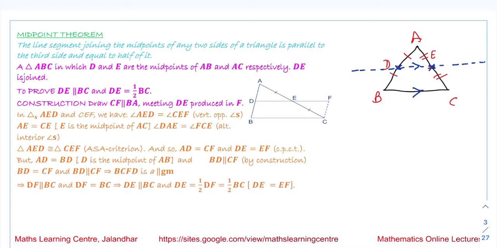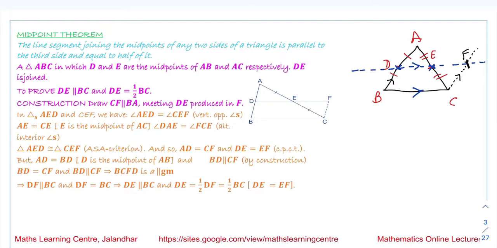To prove this, we are going to do some construction. We have this line DE over here, and we are drawing a line through C, parallel to AB, and it meets this line DE at the point F. This is our construction part for the proof.